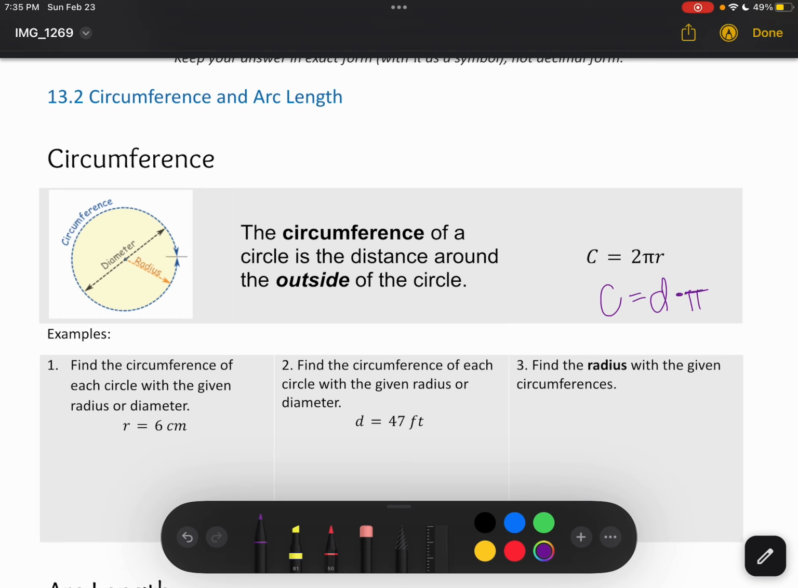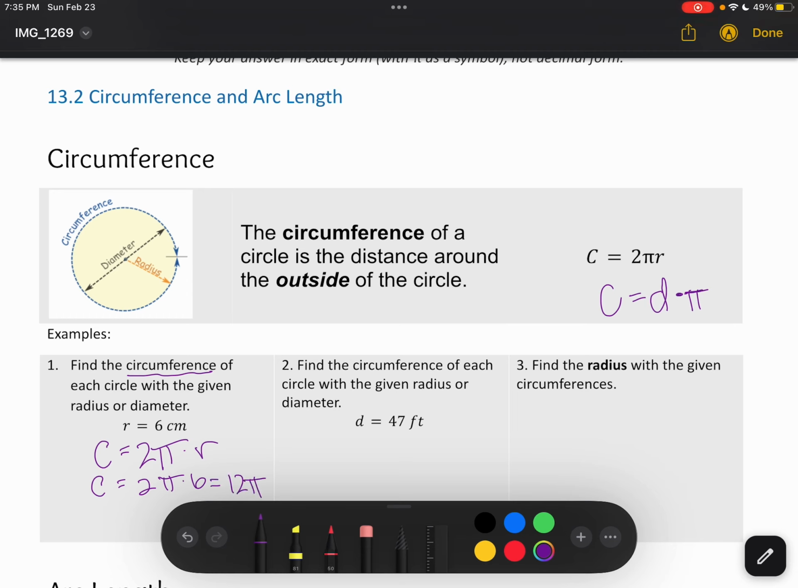All right, so we want to find the circumference of each circle with the given radius or diameter. So in this first question, it's asking us to find the circumference. And so we're going to plug it in, and it's giving us r. So we want to use the first formula, c equals 2 times pi times r. Okay, so the circumference is equal to 2 pi times 6. When you plug that into your calculator, it's going to default to telling you 12 pi.